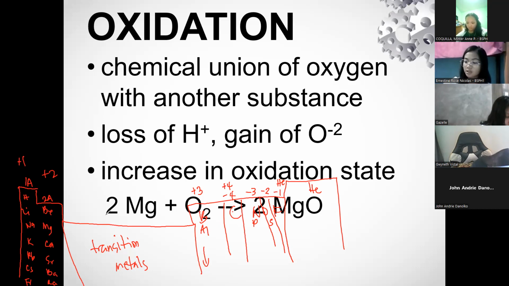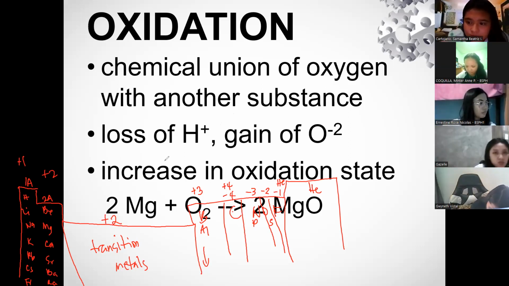And then to end, the elements in the middle, I'll skip the center, they are called transition metals. Most of them are positive 2 with a few exceptions. So next week, I will teach you the exceptions in the transition metals. For the meantime, since it's almost 9:30, my discussion will end here. We will continue with oxidation. Next meeting, I will teach you, class, how to identify the oxidation state.